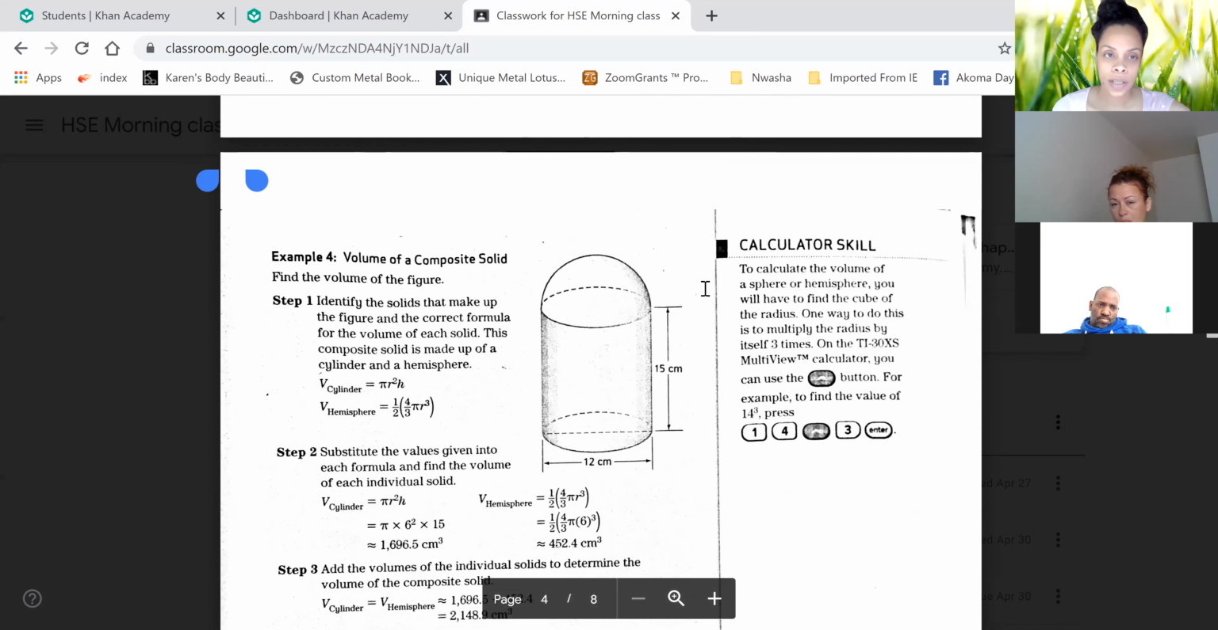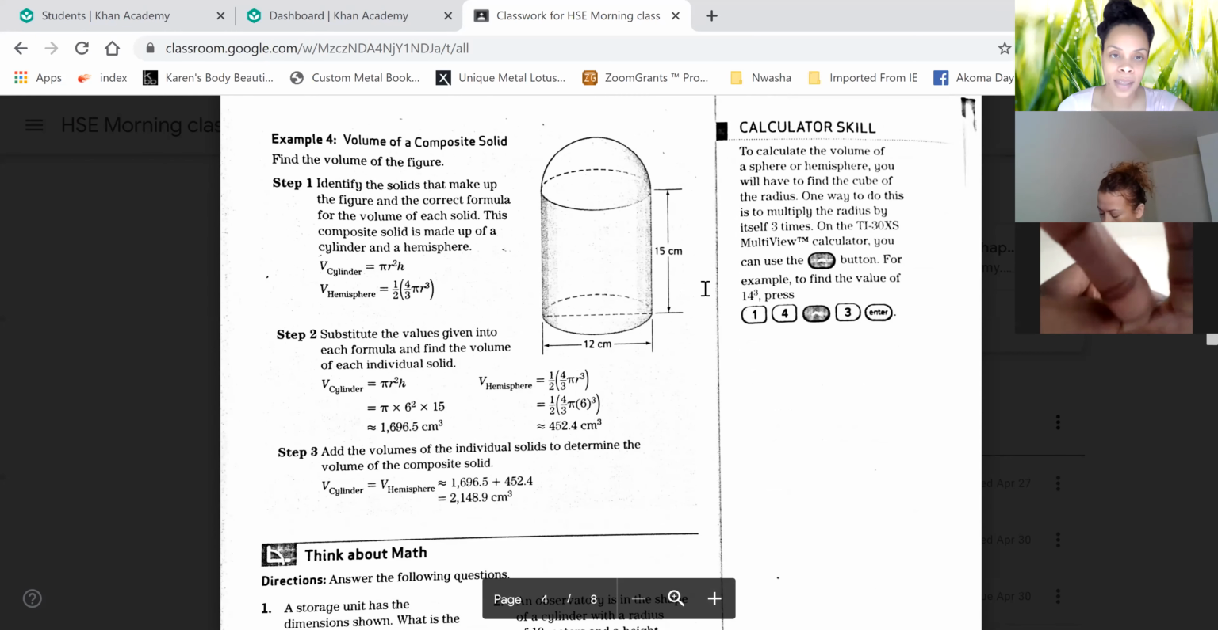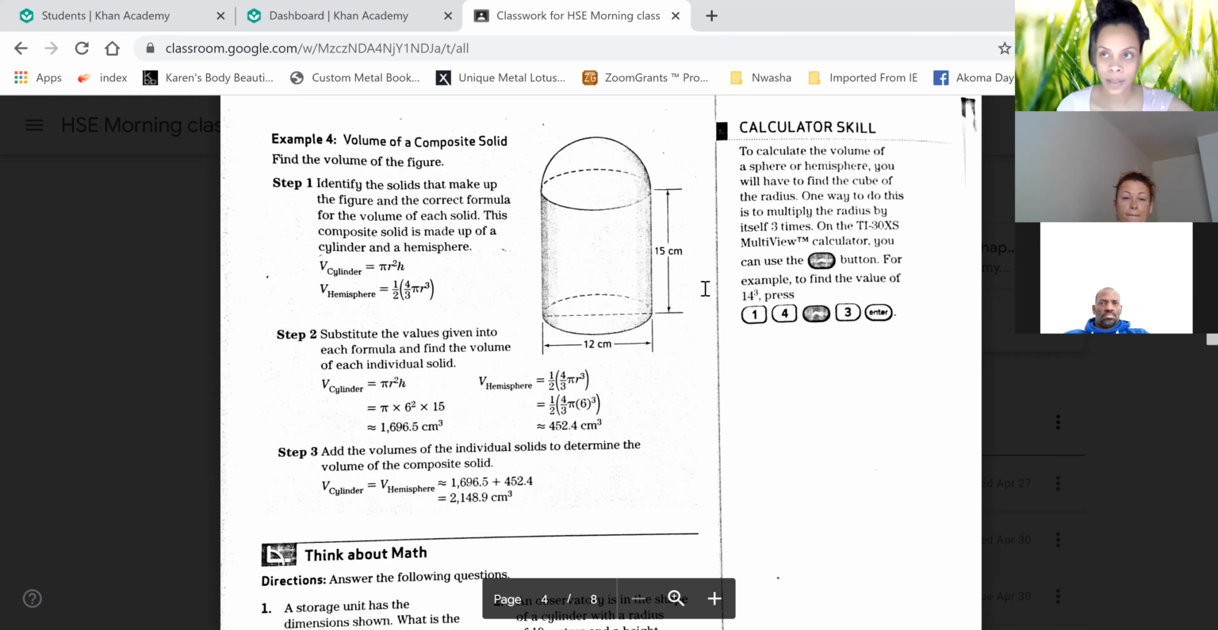So this one in example number 4, it kind of looks like it could be maybe a trash can or something like that, or a bullet, something with this kind of hemisphere dome shape. So if you see something like this, the first step always is to identify the solids. So whether it's as simple as this one that says find the volume of the figure, or if it's some of the ones like we said that describe the silo, you still have to say to yourself, this is a composite figure, which means it's made up of more than one.